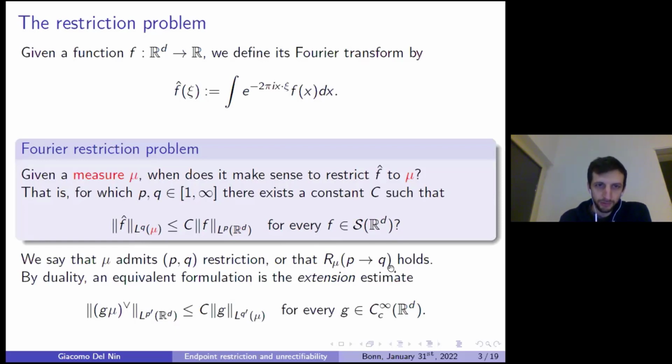And a totally equivalent formulation for this is given by the extension estimate, which is this one here, and it will be important for the following. It's saying the following. It's completely equivalent to say that if we fix any test function g, we consider the product g times the measure mu, and we take the inverse Fourier transform, then we can bound this in the dual norm L^p' of R^d with the original L^q' norm of g with respect to mu.